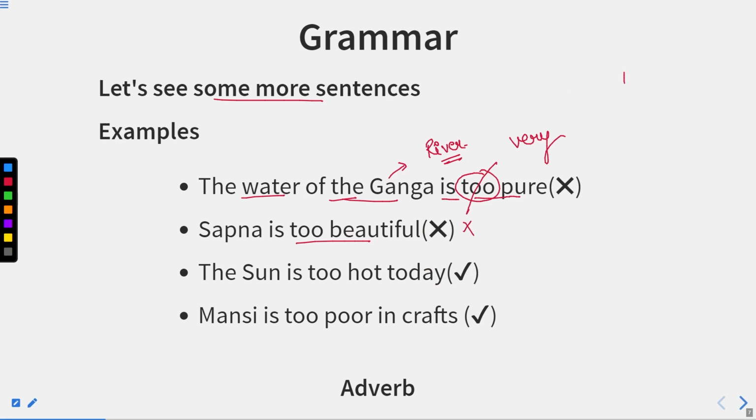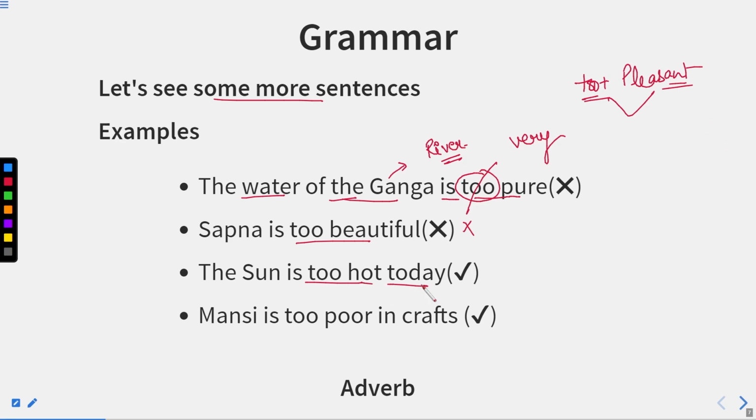With any pleasant quality, we should not write too, just because if I write too with pleasant, that will make the sentence incorrect, that will make the sense negative. It means if someone is too beautiful, that is a mistake, so that is incorrect.